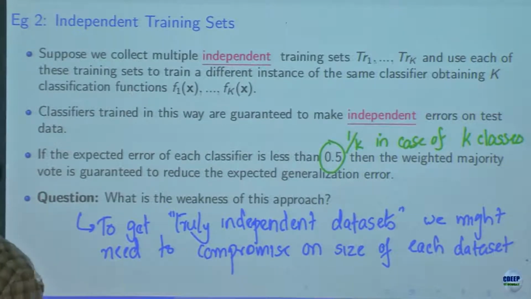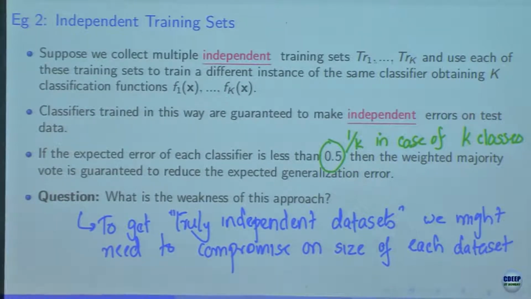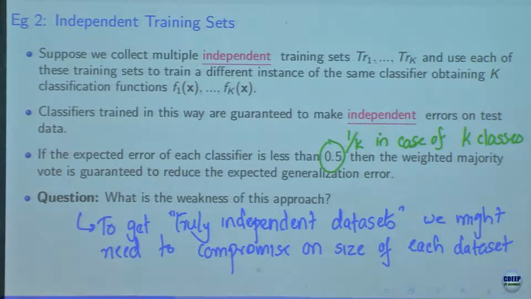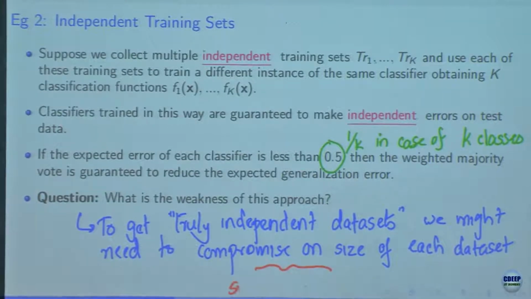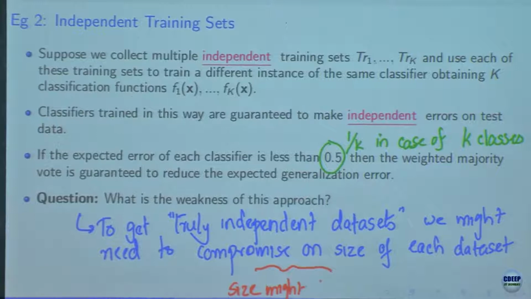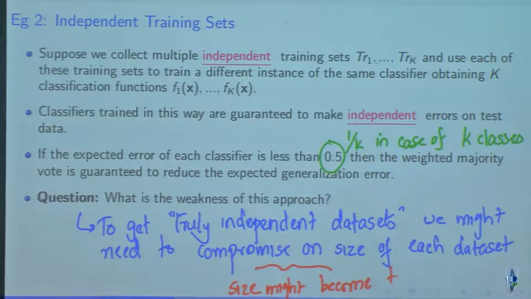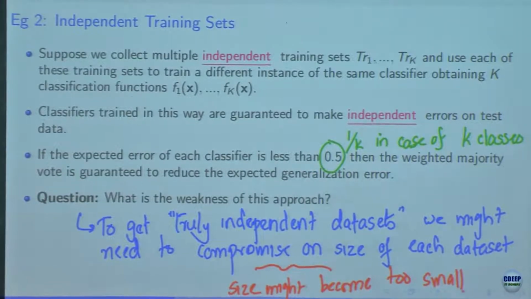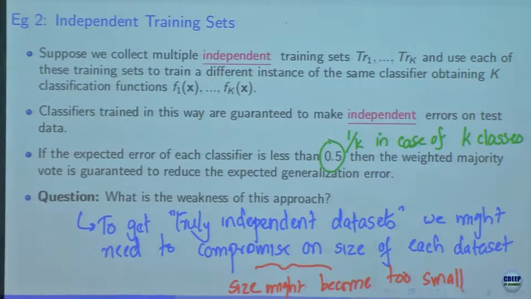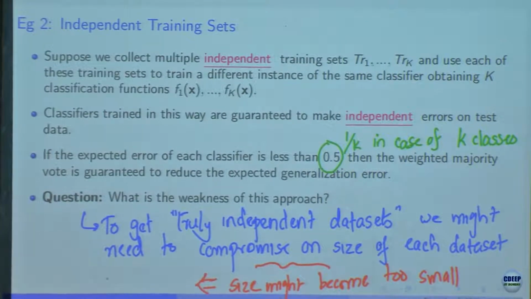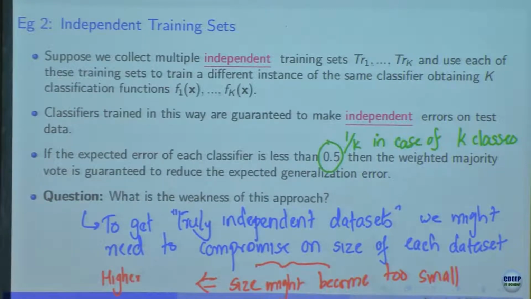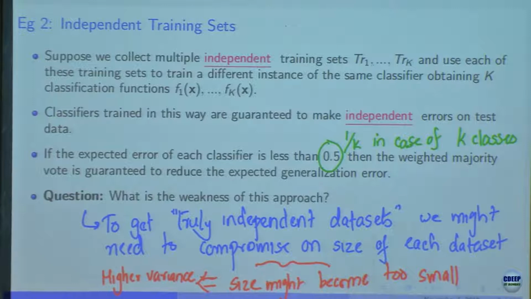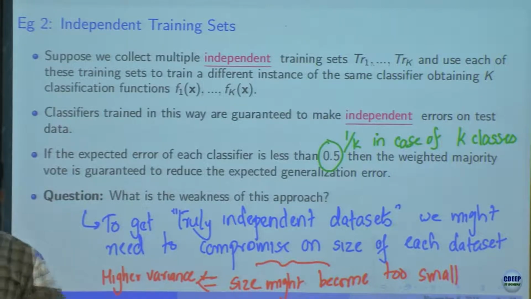So we may have to compromise on the size of each data set. And when we say compromise, we mean that very small. And what happens if the data set size is too small? The classifier will turn out to have high variance.